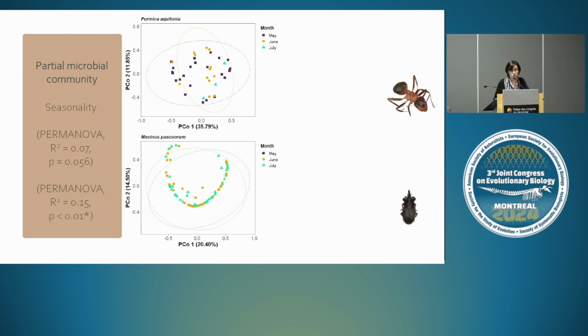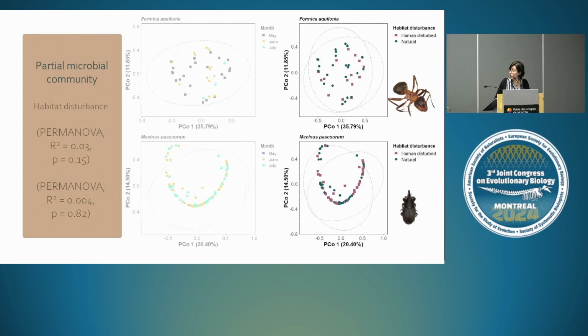But this was observed mostly in the stats results, and here the plot is a little bit funny. I will go back to it later. And then when we go back to the habitat disturbance effect, we also didn't find an effect for the partial data for Formica aquilonia or Mecinus pascuorum.